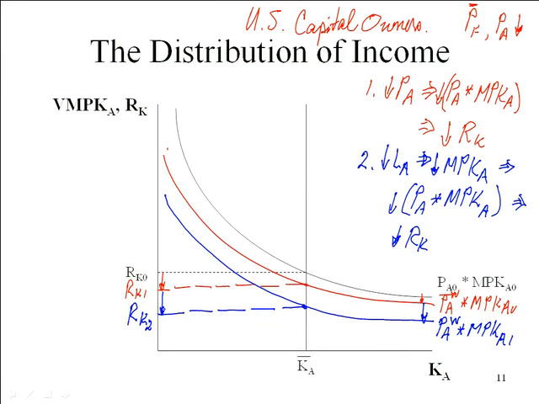Okay, so notice what happens to the relative return to capital owners versus the price of autos. The return to capital went down, the price of autos went down. Which one went down more? The return, right? The decline in the price of autos is reflected by this vertical shift here, which is only the first part of our reduction in the return to capital.